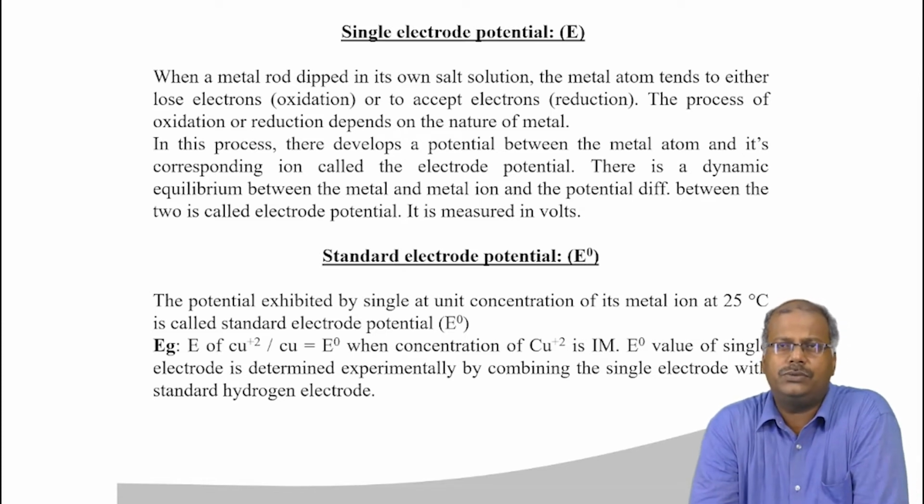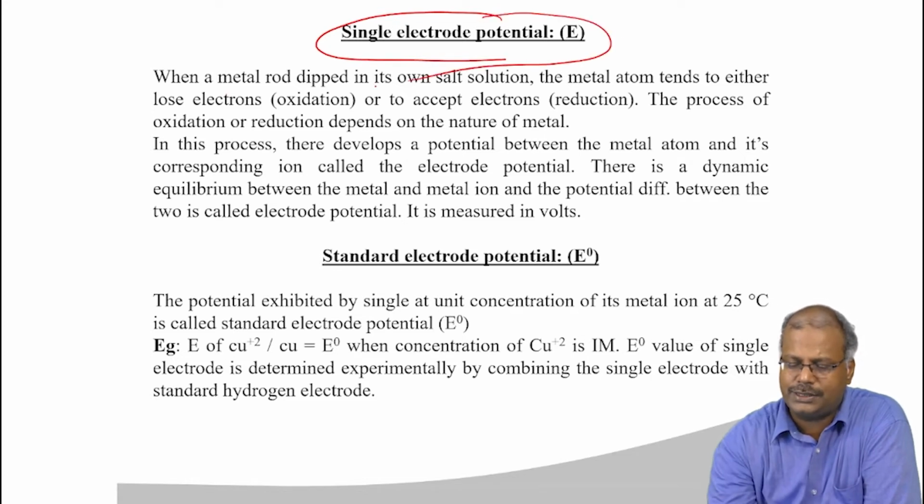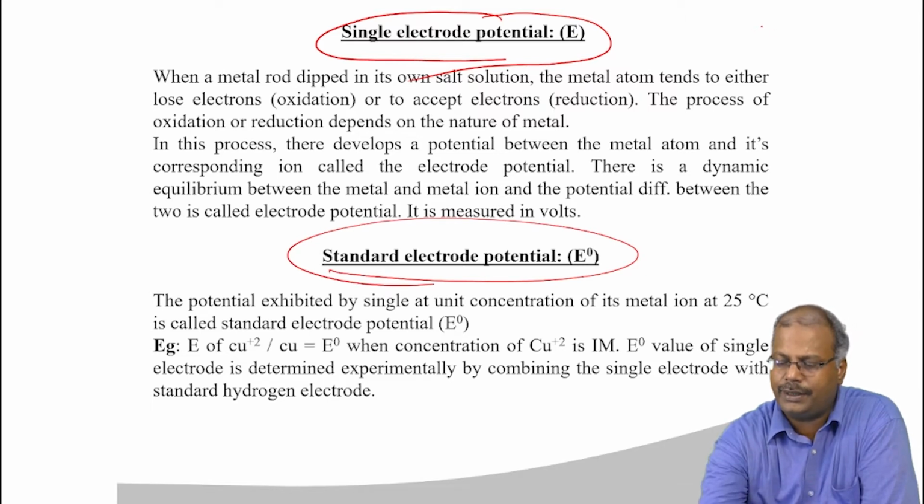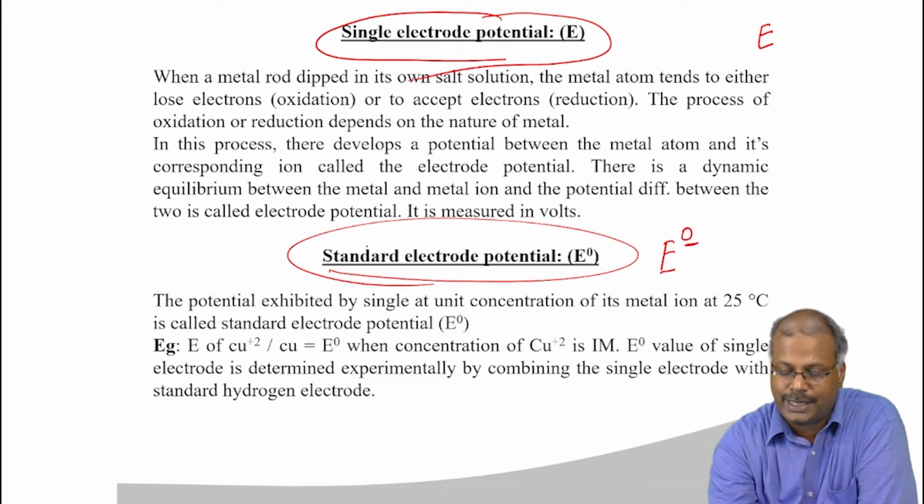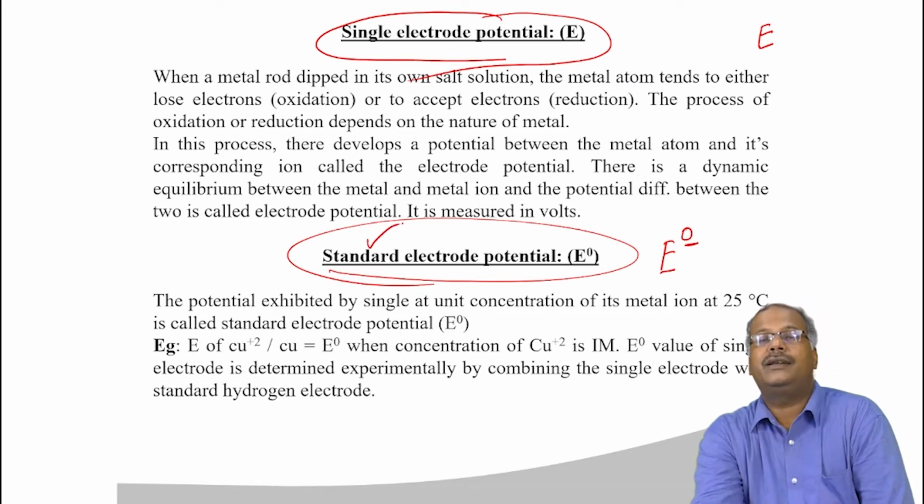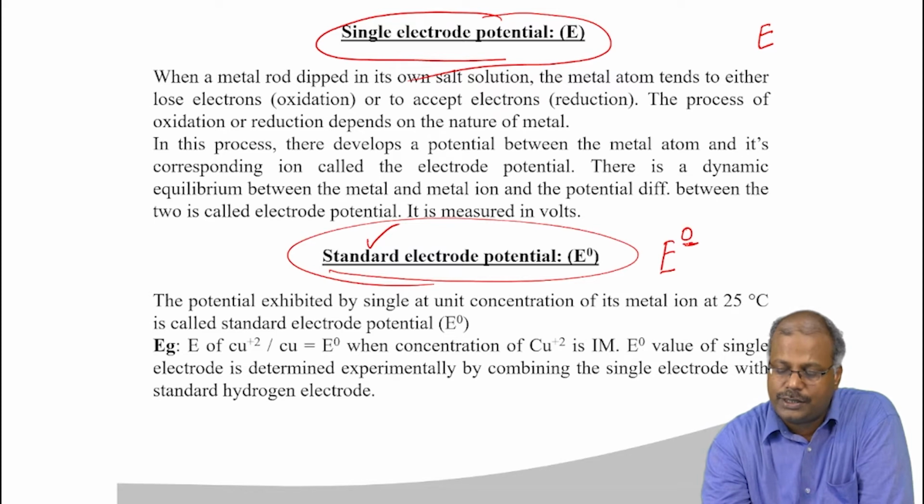So now we move to electrode potentials: single electrode potential and standard electrode potential. It is represented by capital E, and this is represented by E naught. Wherever we put this superscript 0, that means standard conditions. Under the standard conditions we are talking, that means we will put E0.